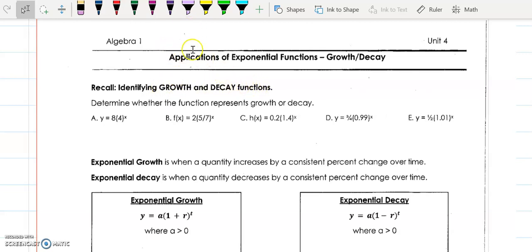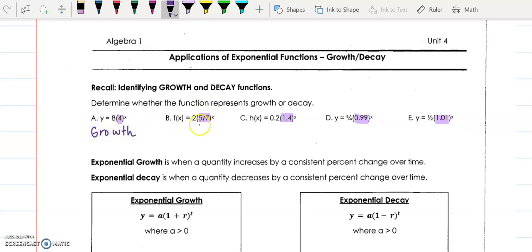And remember that the way that we identify growth or decay is based on the growth or decay factor, the base of the function, the number that's holding up the exponent. So I'm going to go ahead and highlight the base for each of these functions. Again, we're identifying the number that's holding up the exponent. So for example A, the base is greater than 1, so this is a growth function.